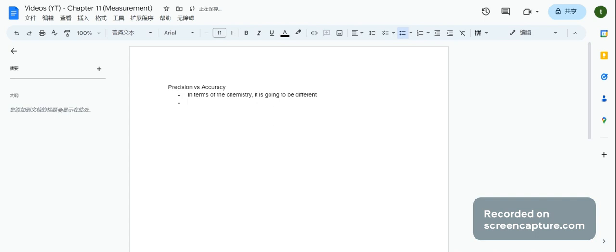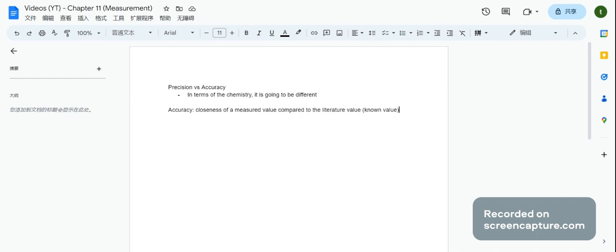So what's the difference then? Accuracy refers to the closeness of a measured value compared to the literature value. What is a literature value? Literature value means known value. So basically it's a value of an object that is generally known and considered as correct.